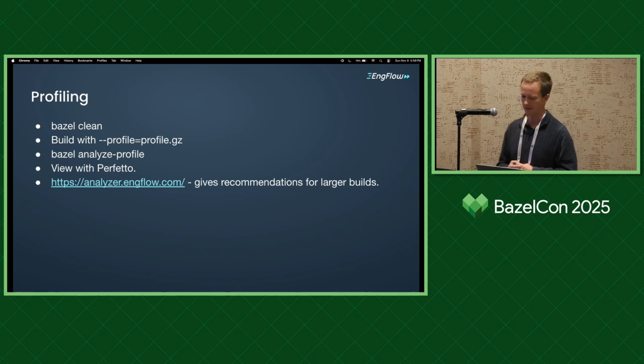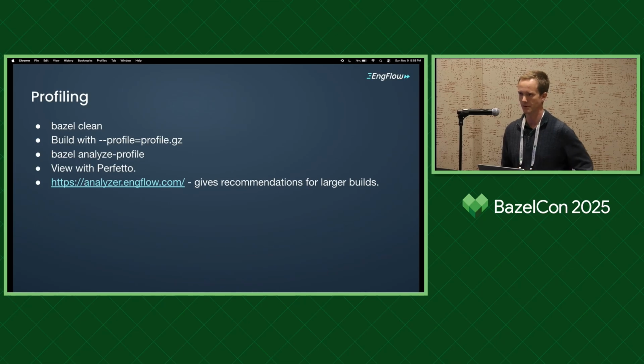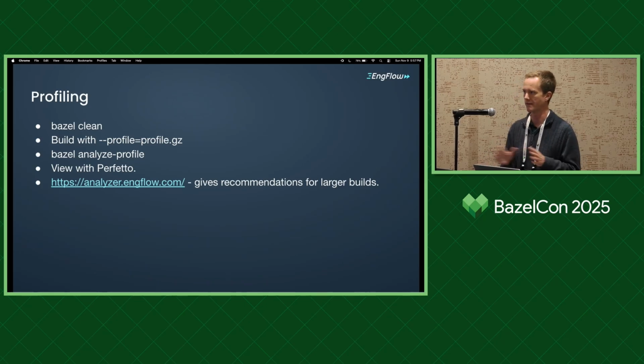Profiling. If you are trying to measure how long things take, Bazel has a bunch of built-in profiling mechanisms. So you can run any build with --profile and write that out to a gzip file. You can use Bazel analyze-profile later to read it back. And this includes information from every file system operation. So you can say, oh, I'm doing a ton of globs over here, or I'm doing a ton of extra access here.